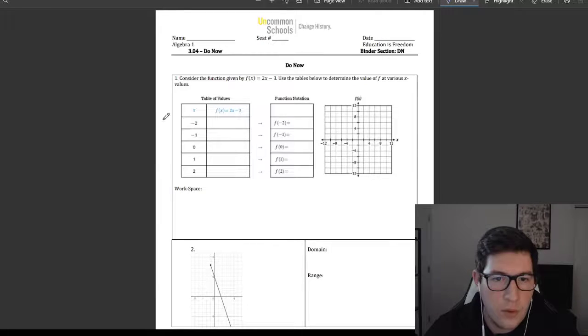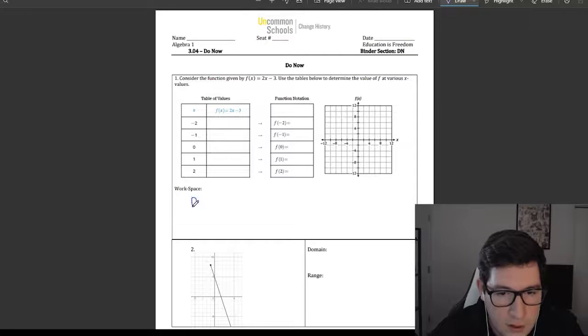Alright, so we're going to go over only a couple of these values in the interest of time, but we're going to start with -2. So what we're being asked to do is evaluate f of -2. We're given a function here, and eventually we're going to graph it. So let's start with -2.